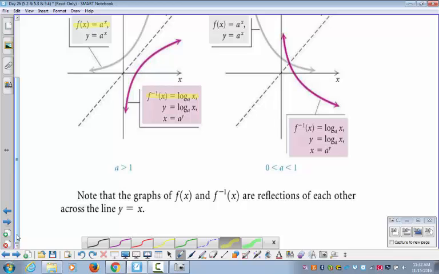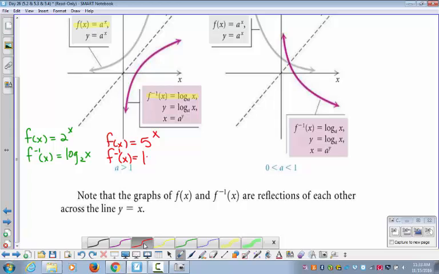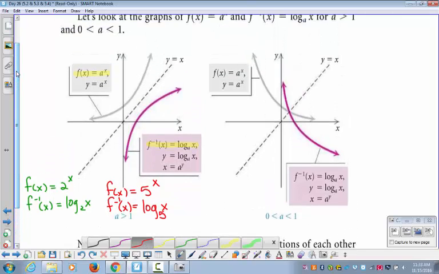So if we have f of x equals 2 to the x, what's f inverse of x? Log base 2 of x. Those are inverses of each other. If we have f of x equals 5 to the x, what's its inverse? Log base 5 of x. Yep. So those are for the growths.